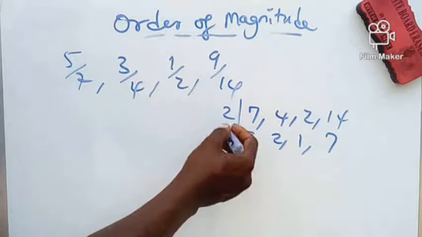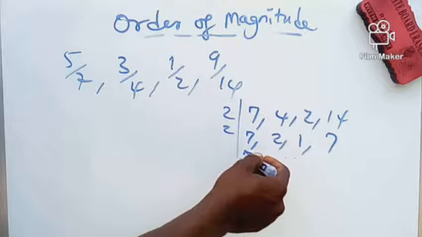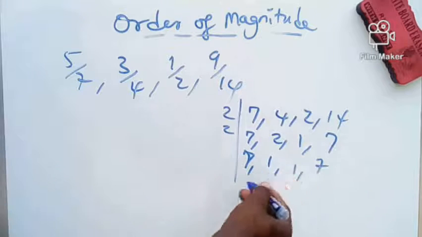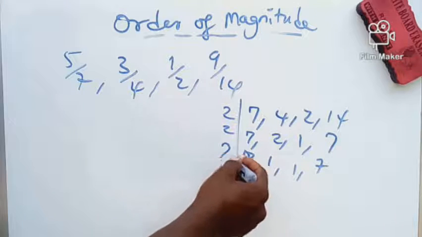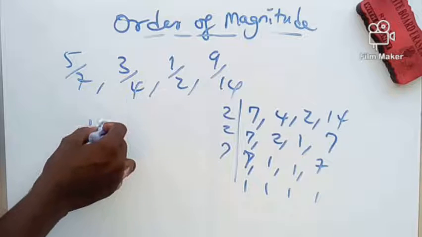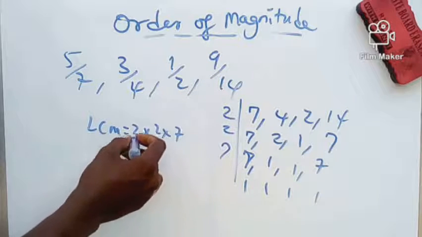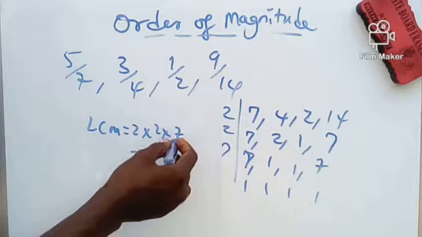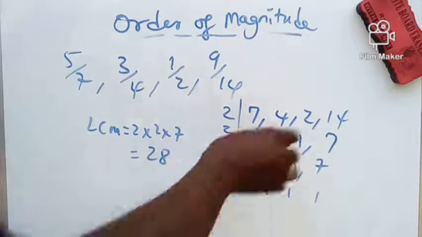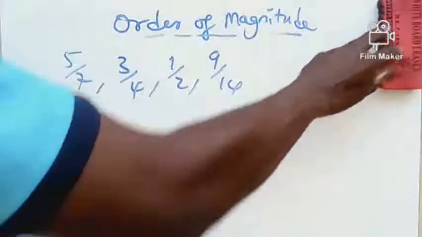So what else can go? 2 can still go. 2 cannot go into 7, you have 7. 2 can go into 2, you have 1. 2 here, 1. 2 here. What else can go? Obviously, it is 7. 7 here, 1, 1, 1. So the LCM is 2 times 2 times 7, and 2 times 2 is 4. 4 times 7 is 28. And that's it. Having gotten the LCM, we now start our test process.